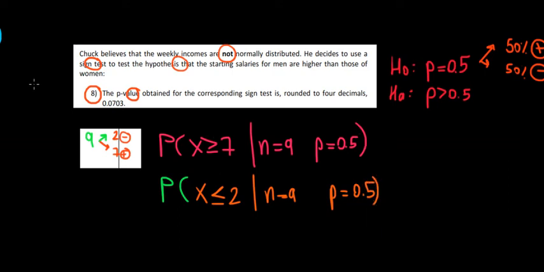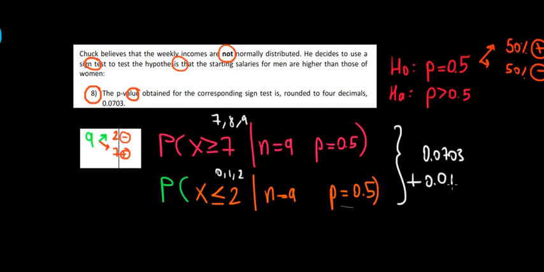And if you follow the distribution, we're going to have the same set of probabilities. Here we're going to have values for 7, 8, 9. Here we're going to have values for 0, 1, 2. It's going to be the same numbers, like I'm going to write them right now. I'm looking at the table right now. That's going to be equal to 0.0703 plus 0.0176 plus 0.0020. If we add them up, that's going to be equal to 0.0899, which is approximately 0.09.